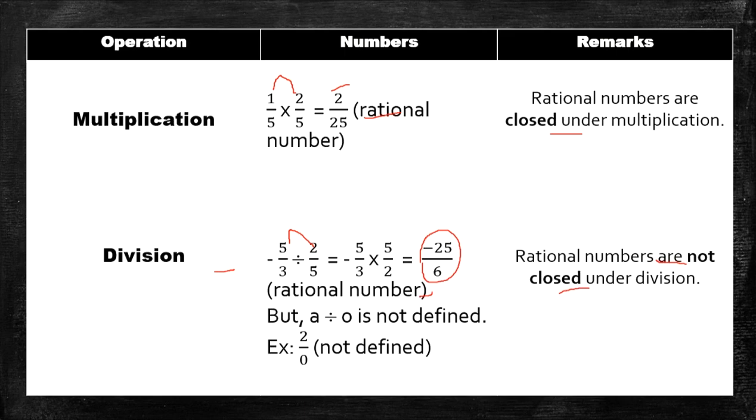You must remember two things here. When you divide two rational numbers, you will always get a rational number. So we can say rational numbers are closed under division. But we have an exception. When a is divided by 0, for example 2 divided by 0 or 3 upon 0 or 5 upon 0, in such cases it is considered as not defined. Only in this case we can say rational numbers are not closed. Okay, rational numbers are not closed under division because a divided by 0 is not defined.